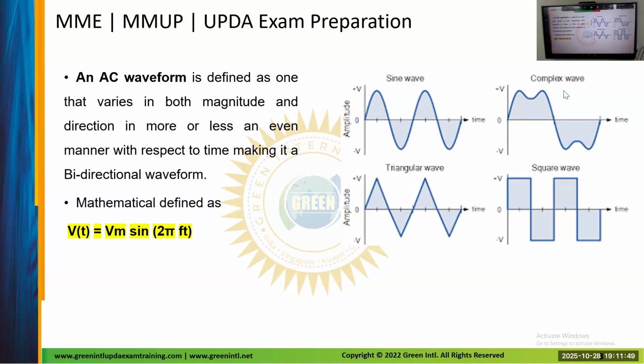In what way is it changed? It is changed in the sine waveform. It is changed in the triangular waveform. It is changed in the square waveform. It is changed in the complex waveform. All we call an alternating voltage.